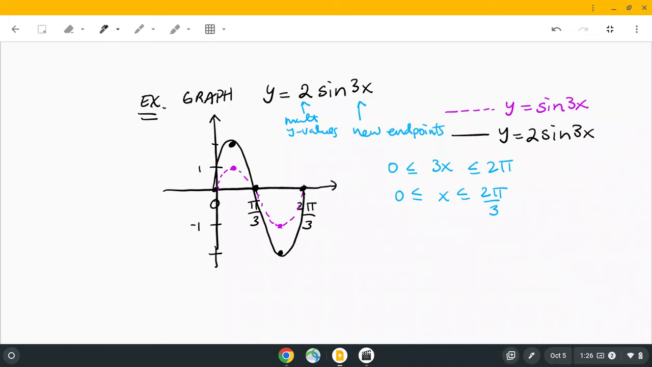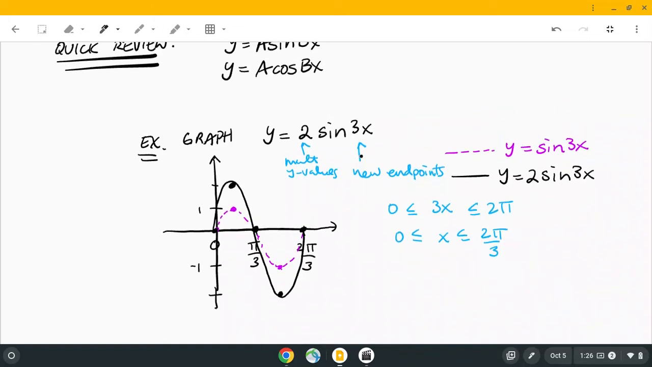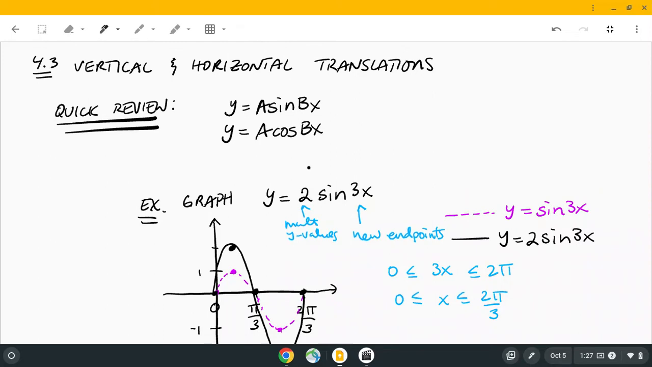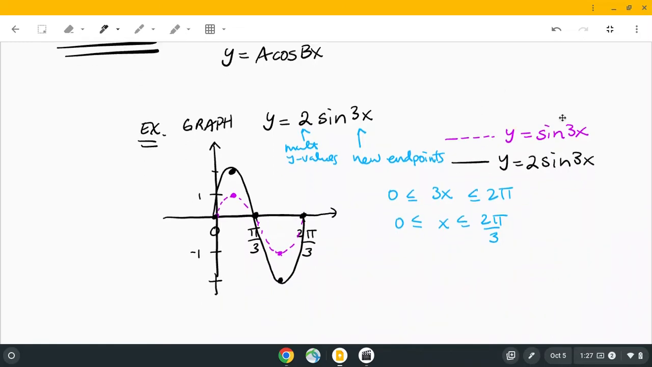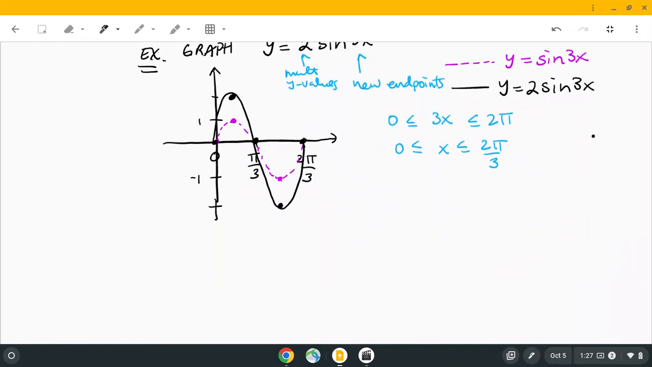Okay, so this is how it would work if you had several things happening to the original graph. You would find your new endpoints, and then you would multiply your y values. Now we're going to add vertical and horizontal translations. In this first video, we're just going to focus on the vertical shifting, and then in part 2, we'll focus on horizontal translations.